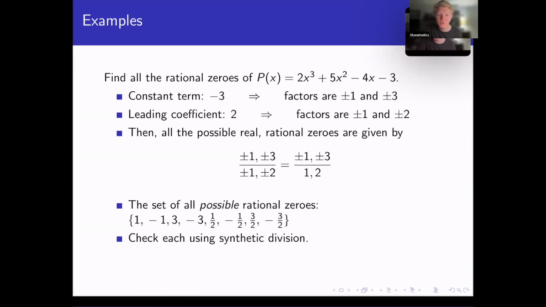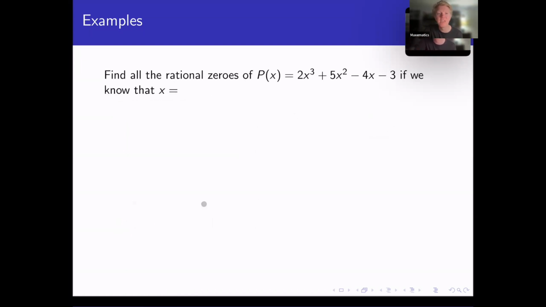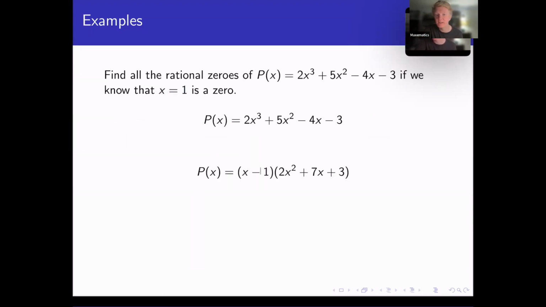However, once you check each one using synthetic division, once you find a zero, you can factor that result based on that zero. So here's what I mean. If we know that x equals 1 is a zero, well, do synthetic division using x equals 1, and you would get x minus 1 times 2x squared plus 7x plus 3. Please go back and check the 3.3 presentation to see how exactly we would get that. But essentially, x equals 1 works, so our function can factor like this.